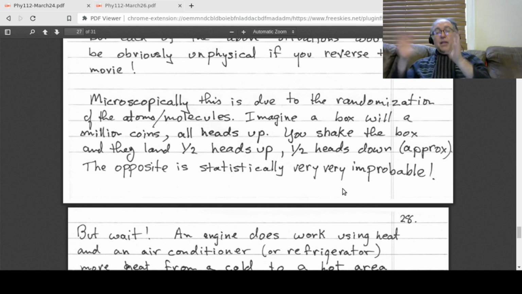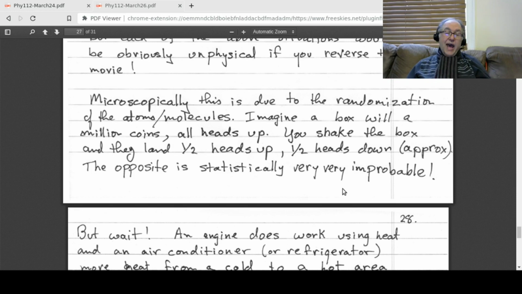Then we shake the box and the coins fall, and the coins went from an ordered state to a disordered state, where roughly half are heads up and roughly half are heads down. Not exactly, but approximately. And you go, yeah, that's believable. I can see how that would work. But now, what if we take that box, where they're half heads up, half heads down, and we shake it, and they all fall heads up?